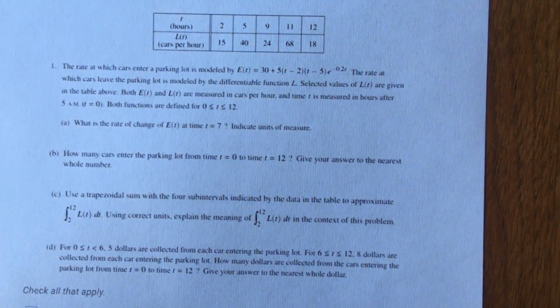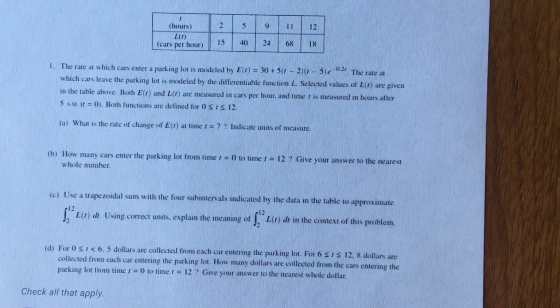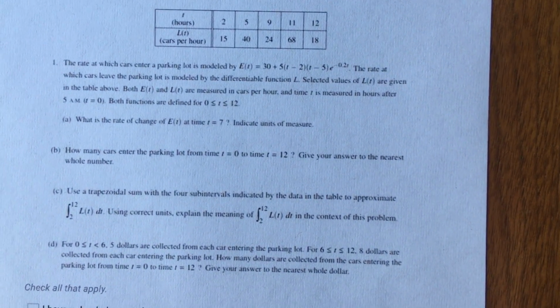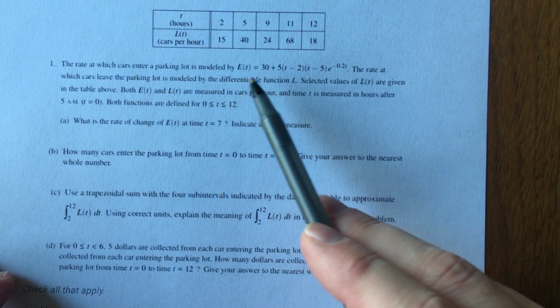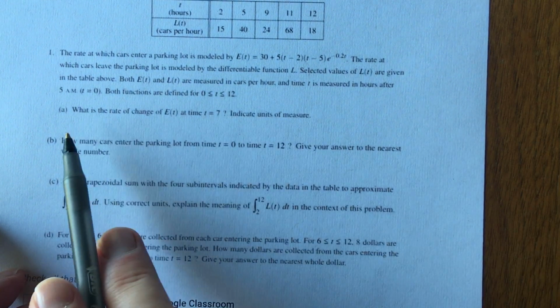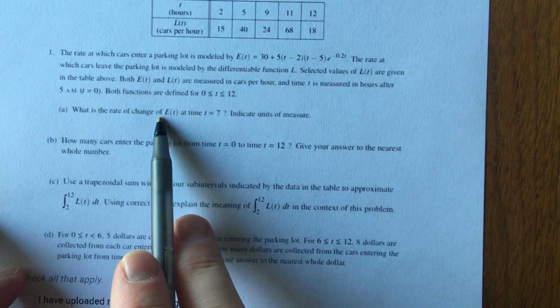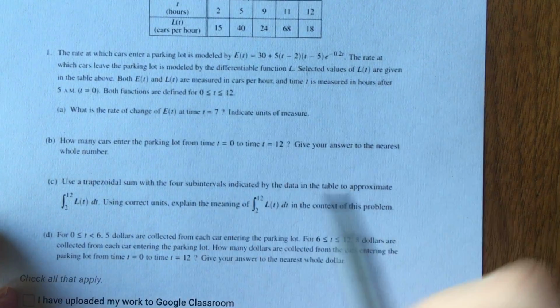All right, this is the second free response from review day 14. We're given a table of the rate that cars are leaving a parking lot, and then we're given an equation for the rate that they're entering the parking lot. First question we're asked is to figure out what is the rate of change of E of t. So they want the derivative of E at t equals 7.